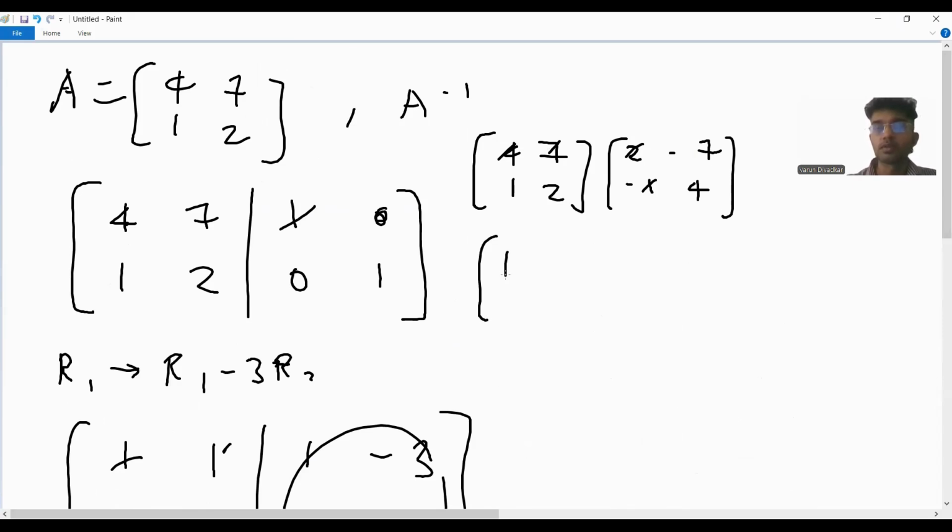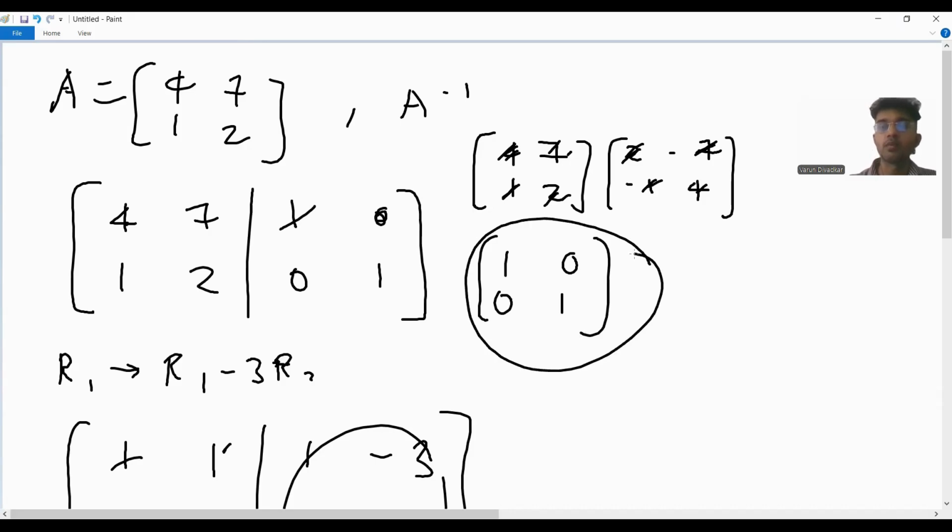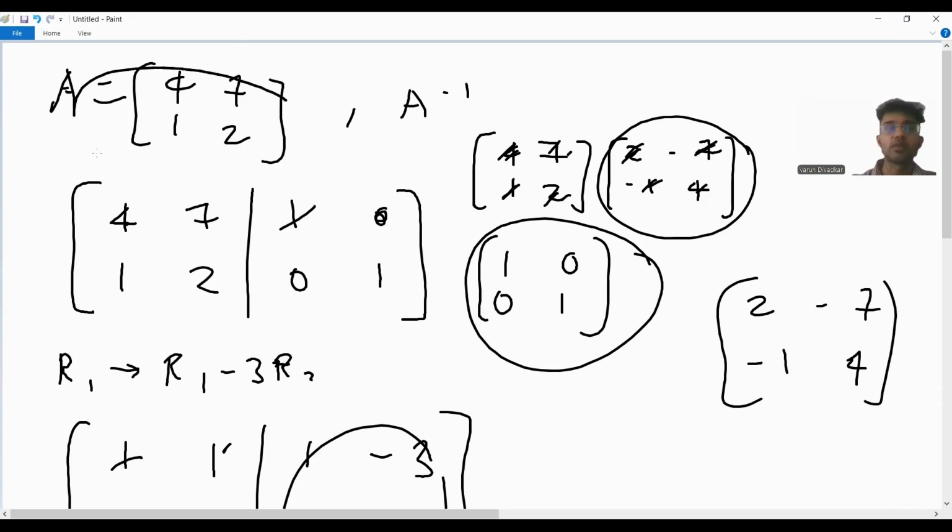Next step is minus 7 into 4 plus 4 into 7, which is minus 28 plus 28, which is 0. Then 2 into 1 minus 1 into 2, which is 2 minus 2, that is 0. And then minus 7 into 1, which is minus 7, plus 2 into 4, which is 8. So minus 7 plus 8, which is 1. So you successfully get I, which means that this is the inverse of a matrix, 2, minus 7, minus 1, 4. This is the inverse of this matrix, right?